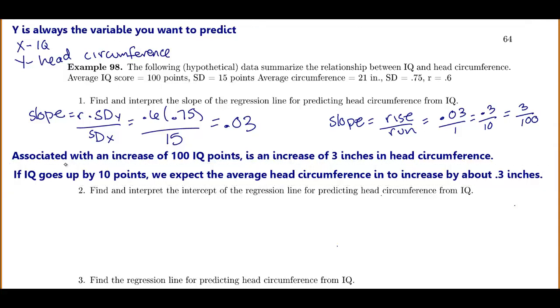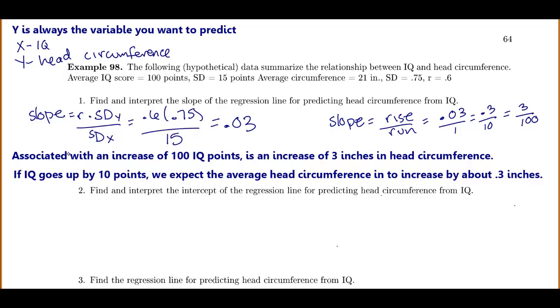You will notice that the first interpretation, where I said associated with an increase of 100 IQ points is an increase of 3 inches in head circumference, might sound a little silly to word that way, but it's trying to help us remember that this is just an association. We're not actually doing a cause and effect.